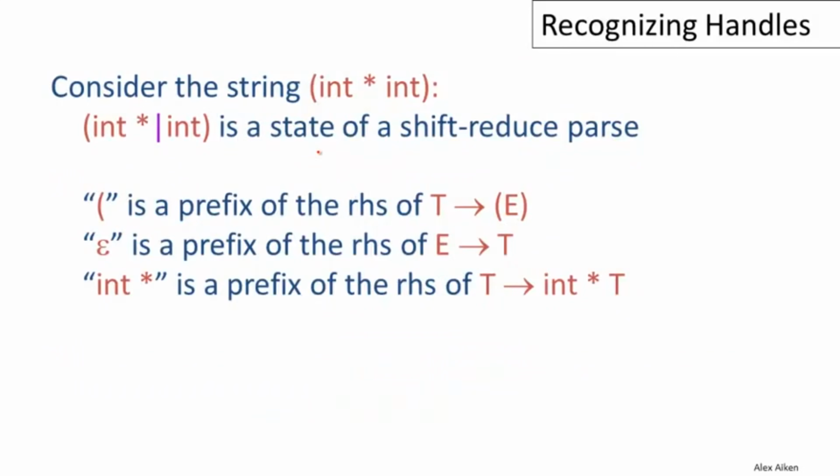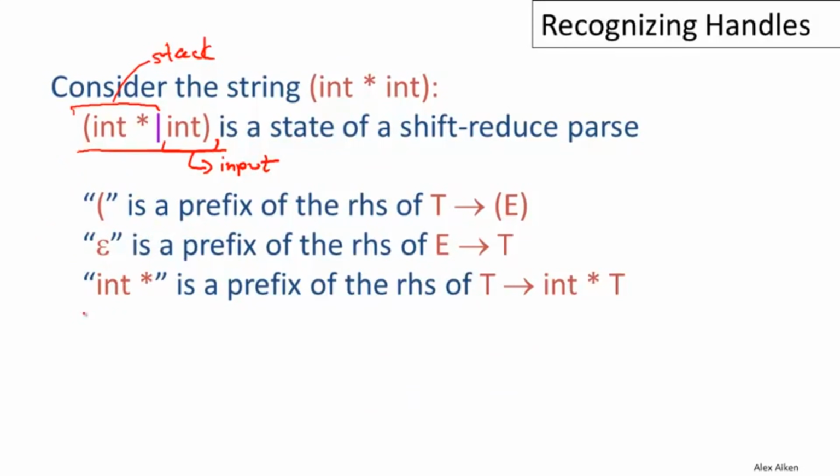So let's illustrate this idea with an example. So here is another input string. We're going to use the same grammar. You can rewind if you want to see the grammar again. But let's consider this state where we have open paren int star on the stack, and we have int close paren remaining in the input. Okay, and so what items would record? What is the stack structure here, and how do the items record it?